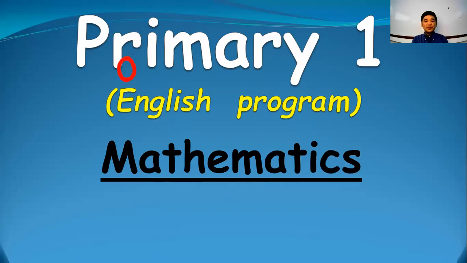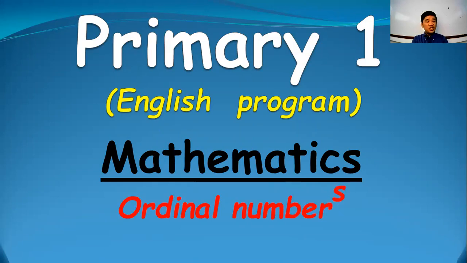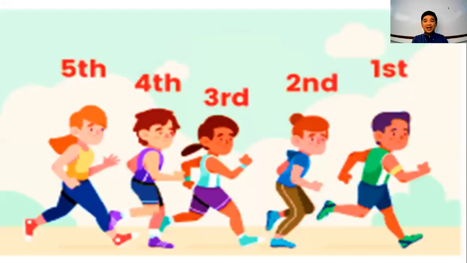talking about ordinal numbers, from cardinal numbers to ordinal numbers. All right, so what does it mean when we say ordinal numbers? Later on, you will know what it means. So these are examples of ordinal numbers, and then we will discuss one by one how to write or read the numbers from 1 to 10, from cardinal to ordinal numbers.